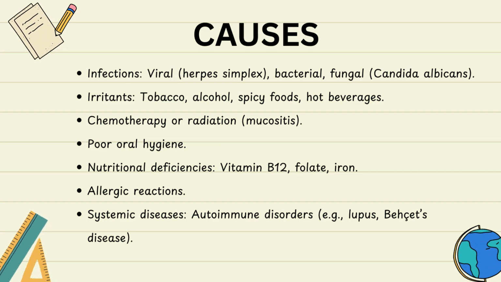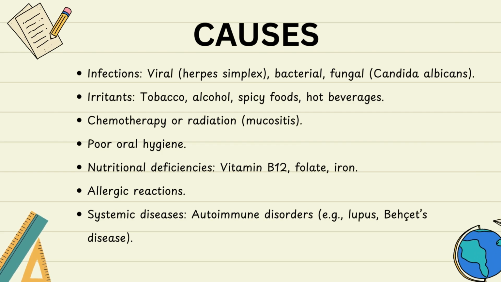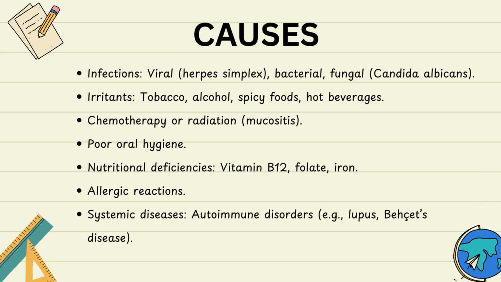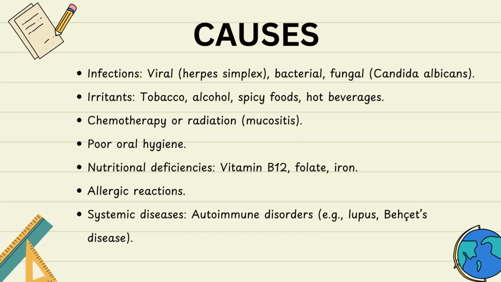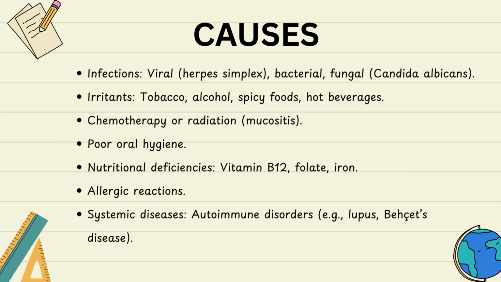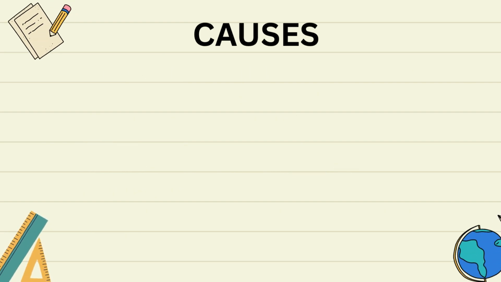Systemic diseases. Finally, some cases of stomatitis are a result of autoimmune or systemic conditions. For example, systemic lupus erythematosus, SLE, Behçet's disease, which causes recurrent mouth ulcers. So, as you can see, the causes of stomatitis are varied and often interconnected. Identifying the root cause is crucial for providing the right treatment and relief to the patient.